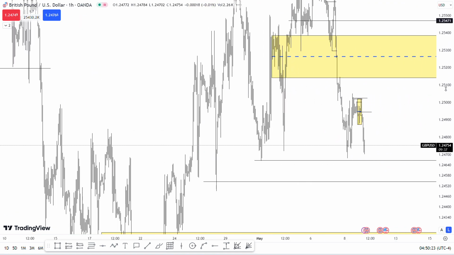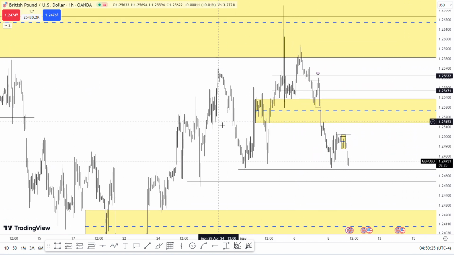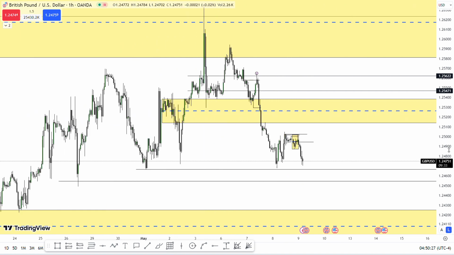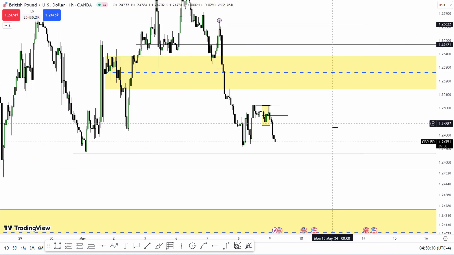So that's it for today. This is my overall view on GBPUSD for the coming days, and this is how I am going to take entry from the GBPUSD.